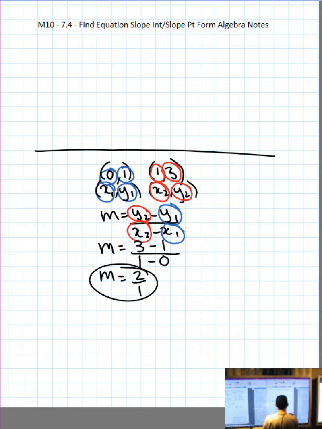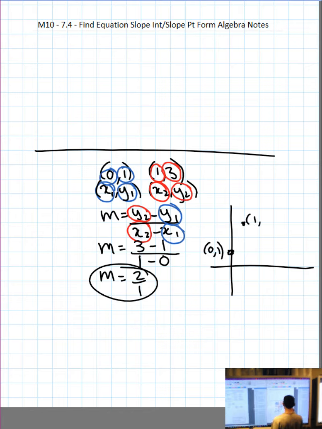How can I check to see if I did this correctly? So easily. Come on, people. (0, 1) and (1, 3). Well, we're rising 2 and running 1. So the slope is 2 over 1, obviously. So if you get 2 points, you have to find the slope first.